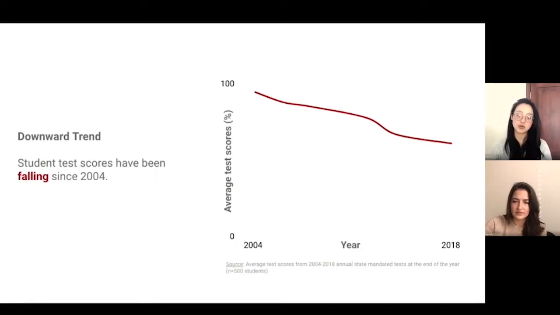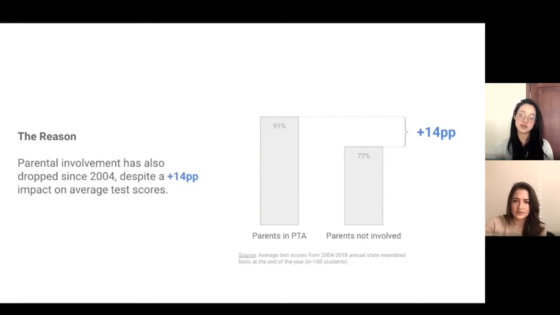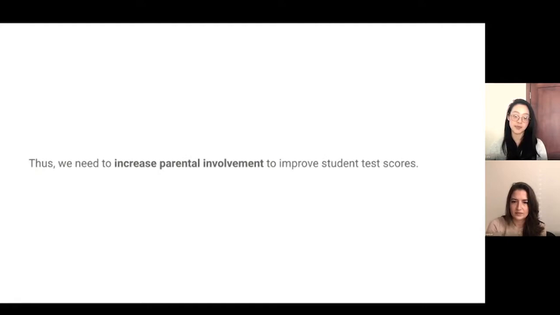We found that there was a downward trend where students' test scores have been falling since 2004. And that's a problem. And the reason is because parental involvement also dropped since 2004. Despite there being a 14 percentage point increase if there are parents involved versus when parents are not involved. So basically, we think the drop in the student test scores, because it correlates so well with parental involvement, is that the lack of parental involvement is the reason why test scores are dropping. And so that's why it's really important for us to increase parental involvement to improve our student test scores.